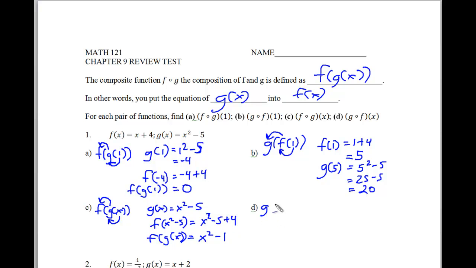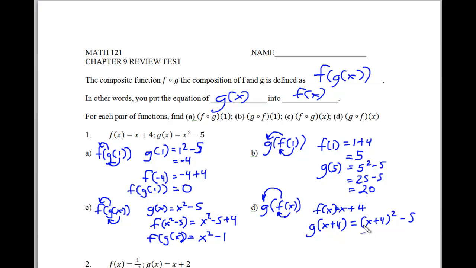So now we have g of f of x. We're going to take my x, plug it into f, which is already done, and then that's plugged into g. So this is going to be my f of x, which is x plus 4. What I'm going to do then is take my g and plug my x plus 4 into every instance where it is there. So I'm going to have x plus 4 quantity squared minus 5.